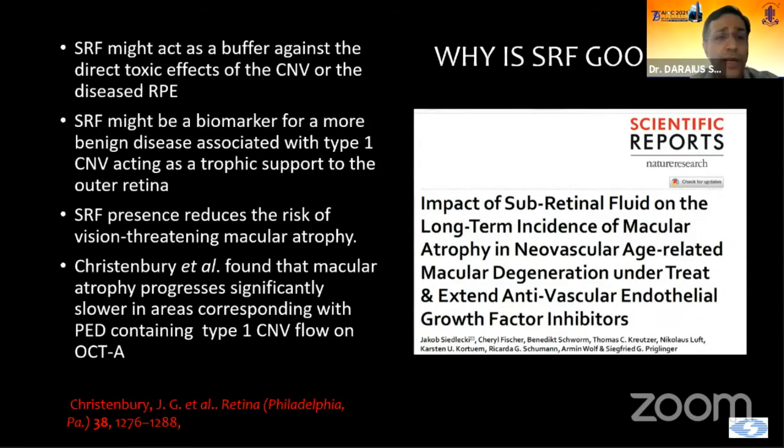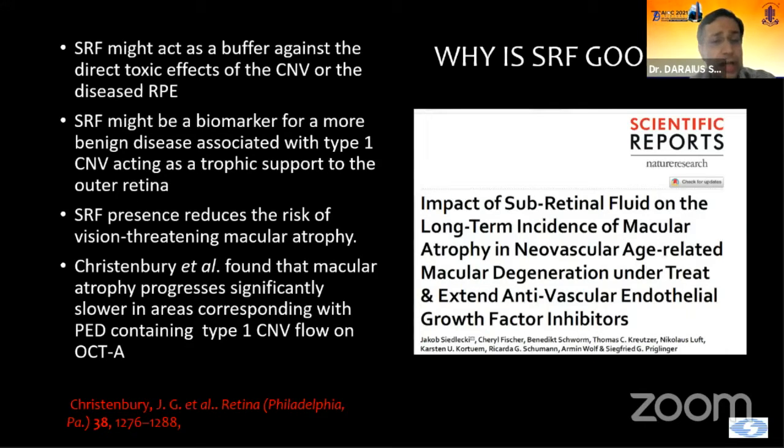SRF may act as a buffer against the direct toxic effect of the CNVM or the diseased RPE. It may be a biomarker for a more benign disease associated with the type 1 CNV, acting as trophic support to the outer retina. And this is something that's going to come up again and again in my talk. It may reduce the risk of vision threatening atrophy.